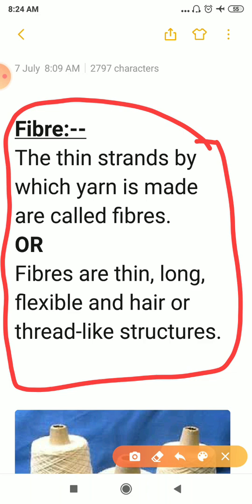Have you seen cotton? You can find cotton in your home. Do you use a pillow? What is inside the pillow cover? That is cotton. Cotton is used in winters. Quilt, you use a quilt. What is filled inside the quilt? It is cotton.